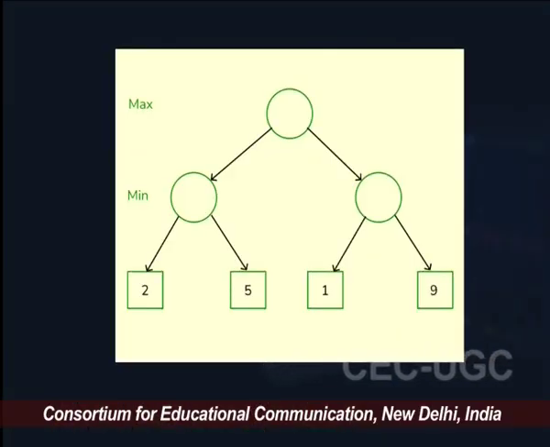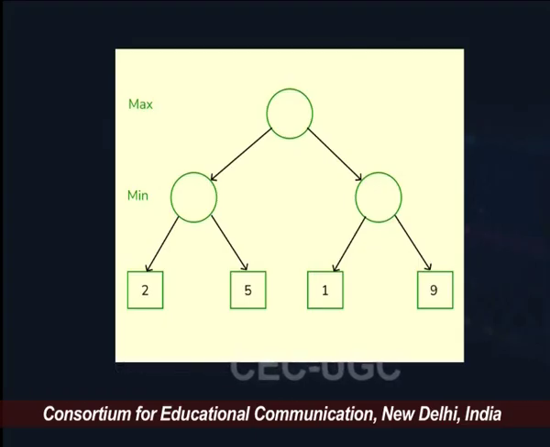And if we try to look at a diagram of a tree which uses the minimax algorithm, here is one. This is one of the simplest trees using the minimax algorithm. Why am I saying it is simplest? Because it does not have too many branches, neither is there too much depth. So, the first ply is max, the second ply is min, and the leaf nodes have their utility scores, what we call. Here we have 2, 5, 1 and 9.